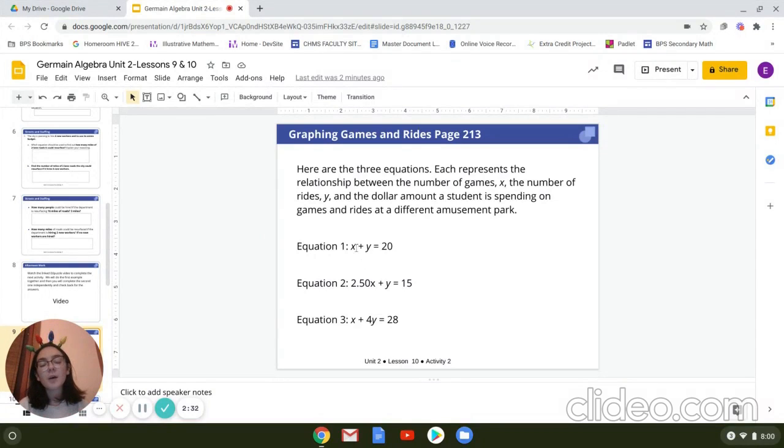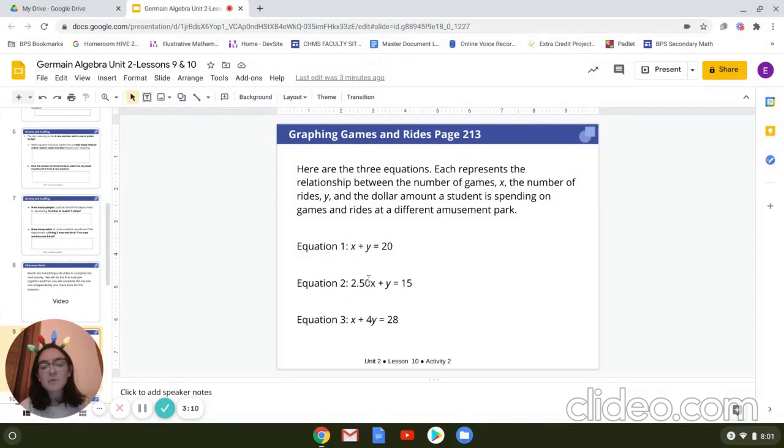For example, in this case, we're talking about the number of games that he played and the number of rides that he rode, and he had a total of $20 that he could spend. If we look at this equation, each one of these has no number in front of the variable, so we can imply that it is a 1. So each one is a dollar if we're talking about money, which we are. A ride is $1, a game is $1. And he has $20 that he can spend.